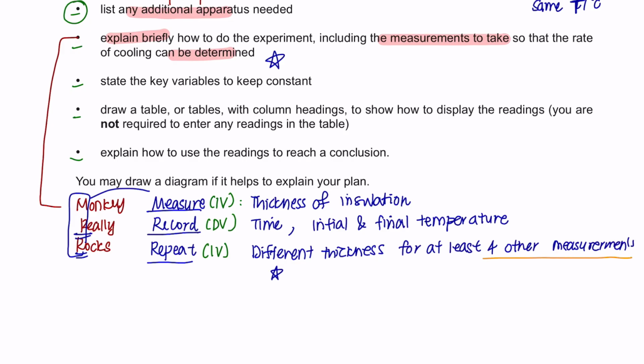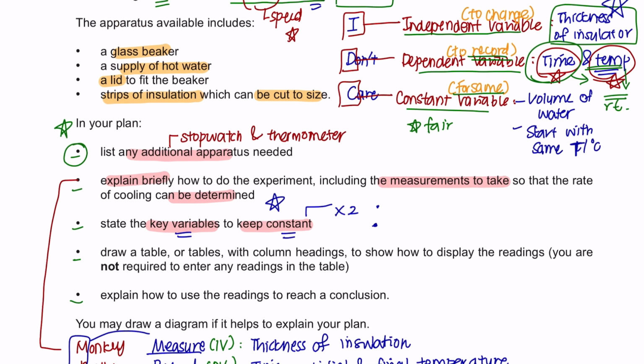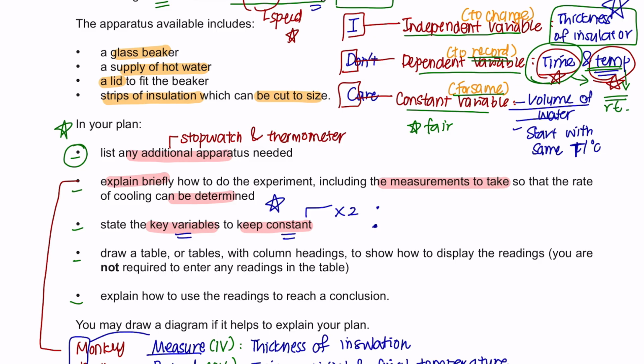Okay, the next bullet point is to state the key variables to keep constant. When stating key variables for constant, I would always suggest you guys to mention 2 of them. And the two variables to keep constant here would be volume of water and the starting temperature.